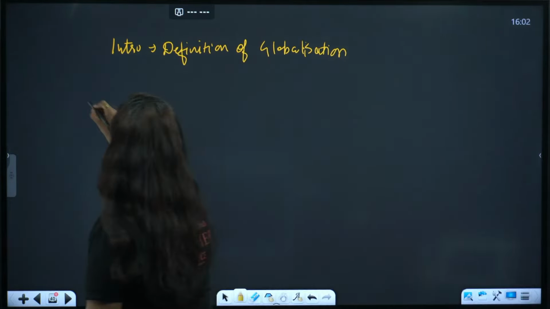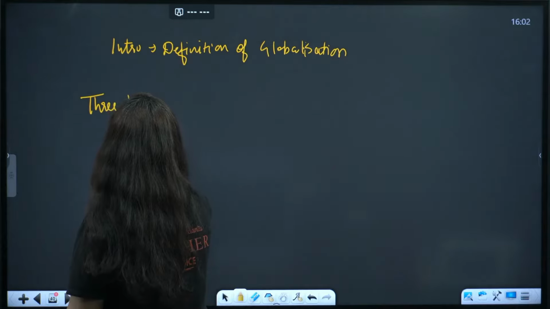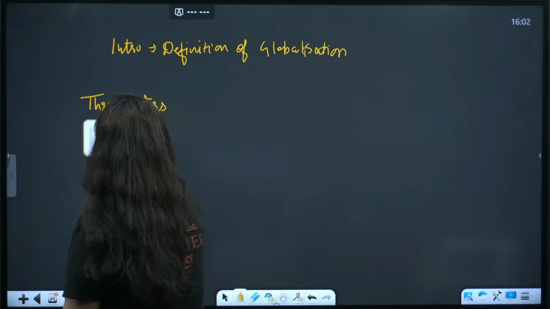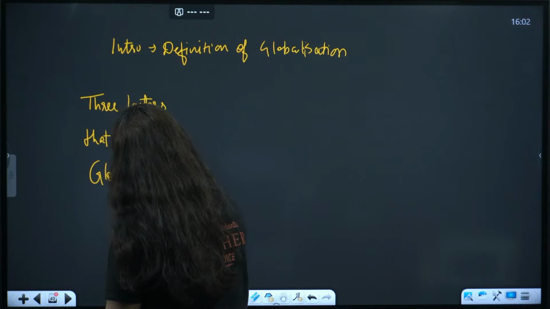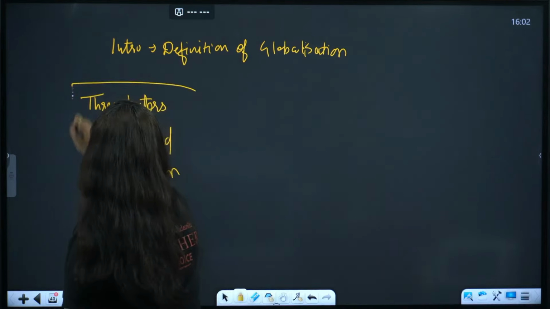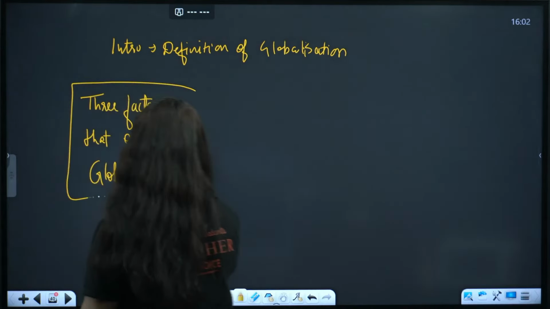And meanwhile, I am telling you the 3 factors. The 3 factors that enabled globalization are as follows. The first one here is technology. Technology, that included which type of technology? Like transport technology. Fine. Then we have communication technology, right?